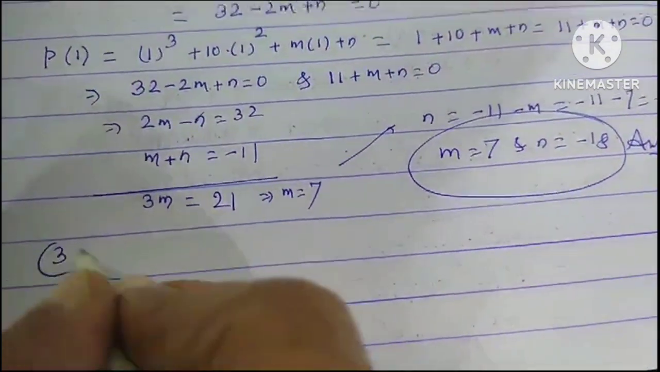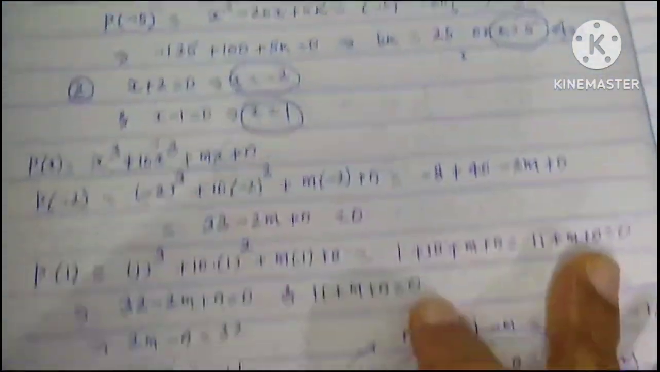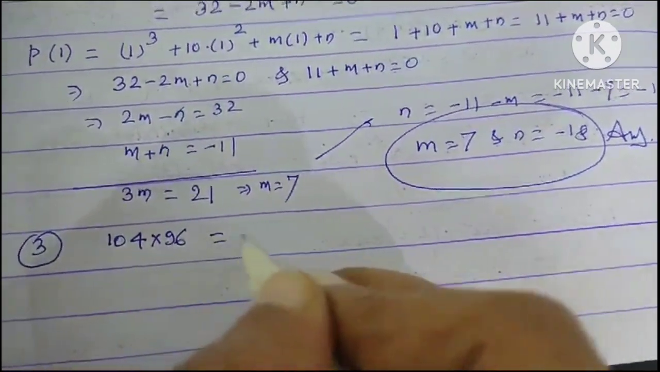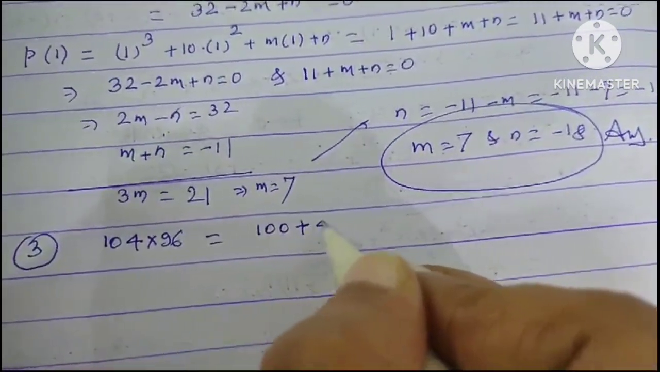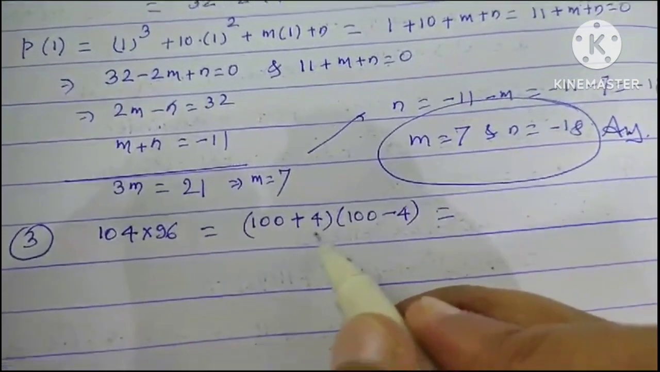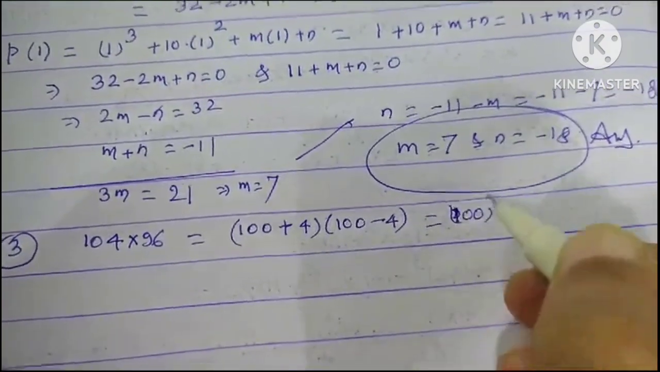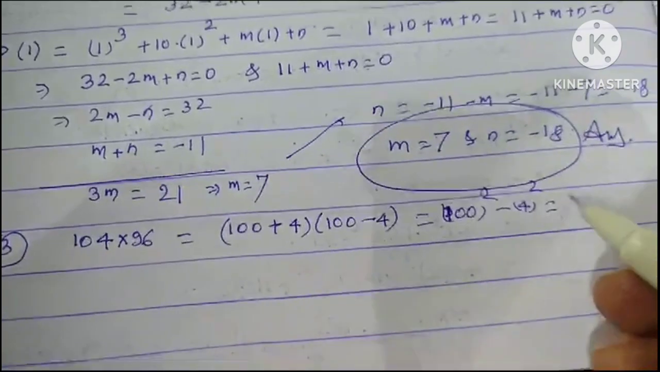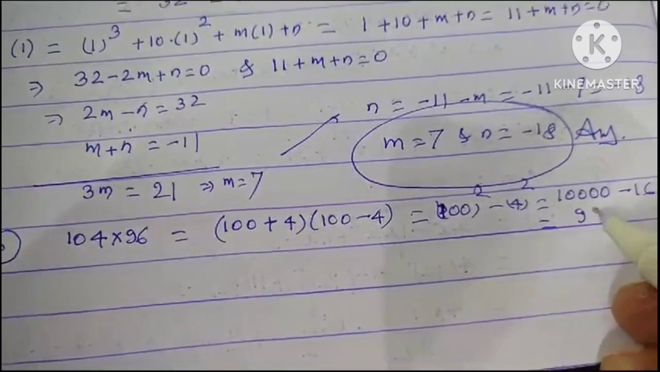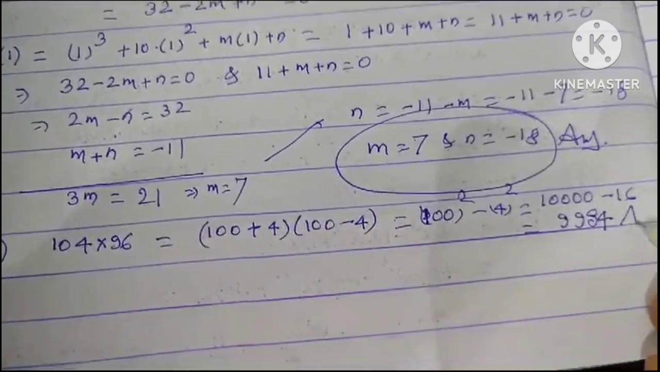Let us do question number 3. Question number 3 is 104 into 96. So we will do it like this, that is equal to 100 plus 4 and 100 minus 4. So that x plus y into x minus y is equal to x square minus y square. So 100 square minus 4 square, that is equal to 10,000 minus 16, and that is equal to 9,984. So this will be the answer.